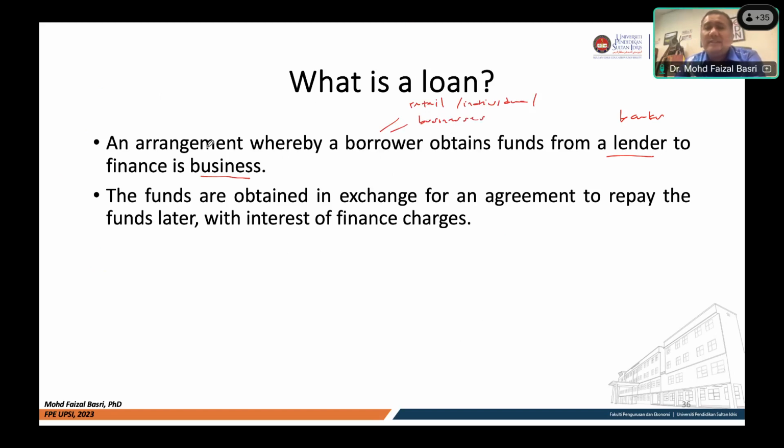The reason why they have loans is not necessarily for business activities, but it can be for various factors. It can be to purchase a house, to purchase a car, or for personal loans as well. The funds are obtained in exchange for an agreement for the borrower to repay the funds at a later date. And obviously they will incorporate the element of finance charges. For conventional banks, they incorporate interest, but for Islamic banks, perhaps they will charge profits.